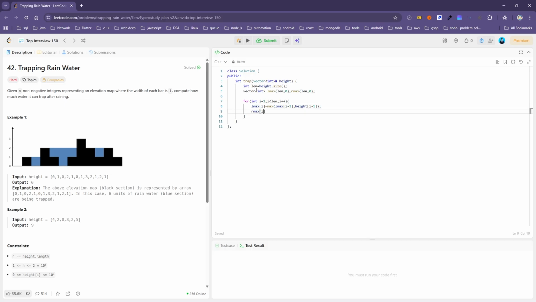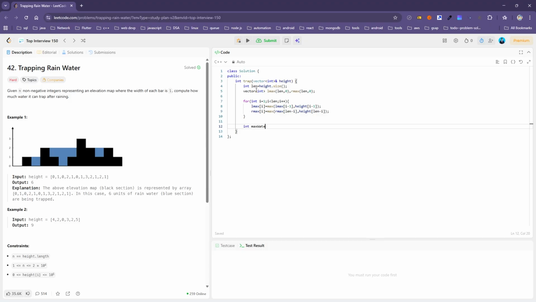Also Rmax for this i position will be the maximum of Rmax of length minus i, or height of length minus i. So Rmax is the maximum height found until now, until the current index, but from the right side, and Lmax is the maximum height bar found until now but from the left side. So we have filled Lmax and Rmax. Now we will calculate the maximum water.